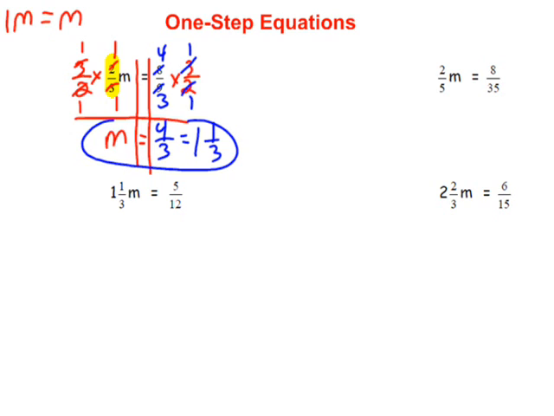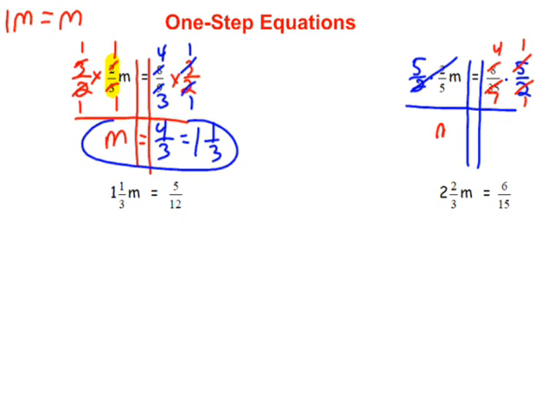Our next example, the coefficient is 2/5. So to get rid of that, we're going to multiply times its reciprocal, 5/2. So that cancels out. We need to multiply the other side by 5/2. Let's see if we can cancel anything. Well, we could do the 5 and the 35. We could do the 2 and the 8. And we're left with m equals 4/7.